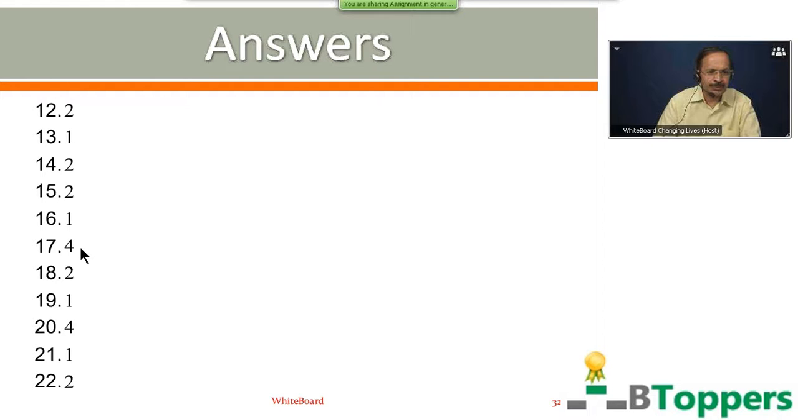For question number 17, fourth option is answer. For question number 18, second option is answer. For question number 19, first option is answer. For question number 20, fourth option is answer. For question number 21, first option is answer. For question number 22, second option is answer.